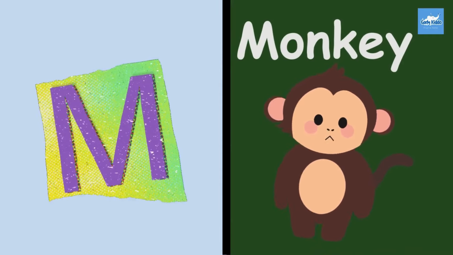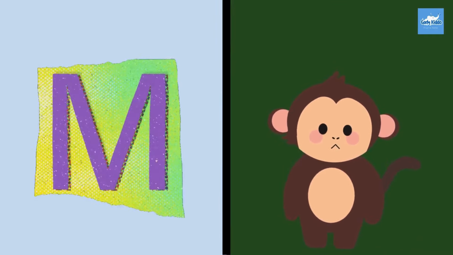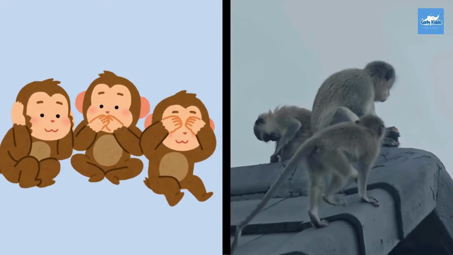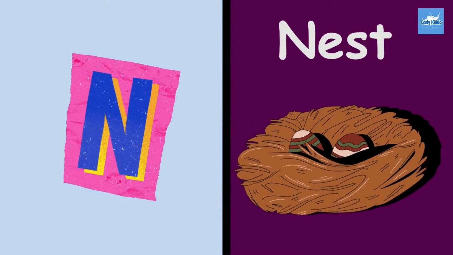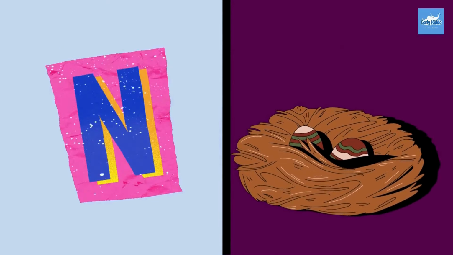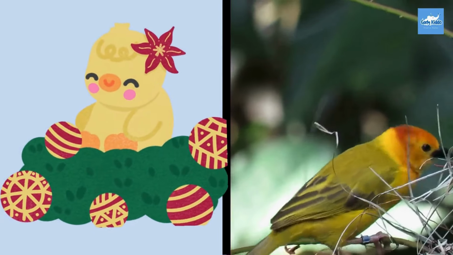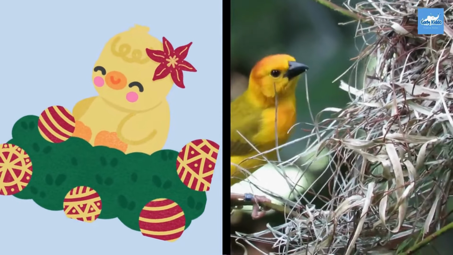M is for monkey. M, m, monkey. M, monkey. N is for nest. N, n, nest. N, nest.